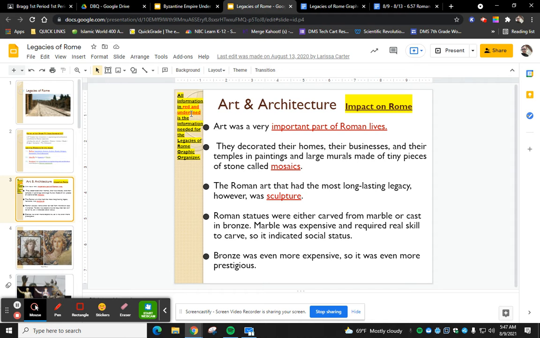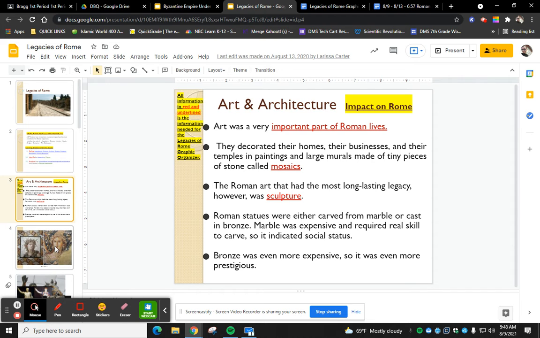Roman statues were either carved from marble or cast in bronze. Marble was expensive and it required real skill to carve, so it indicated social status. If you had marble statues, you were going to be wealthier, more important in society. But bronze was even more expensive, so it was even more prestigious, meaning that if you had bronze, you were even better off than the people with marble. Bronze was super important because you had to make a cast and pour the bronze in. Metalworking was really hard back then because not a lot of people knew how to do it.